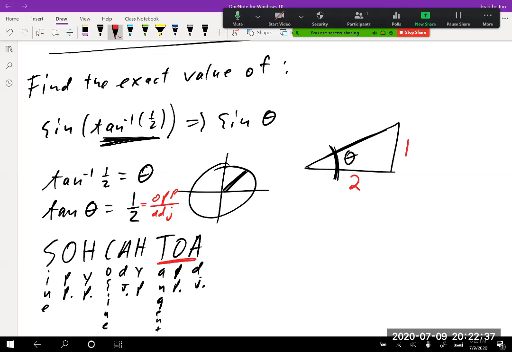But if you know two sides of a right triangle, you can always find the third. So we're just going to do 2 squared plus 1 squared equals c squared. So this becomes 5 is equal to c squared.